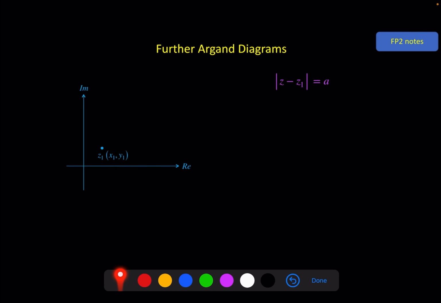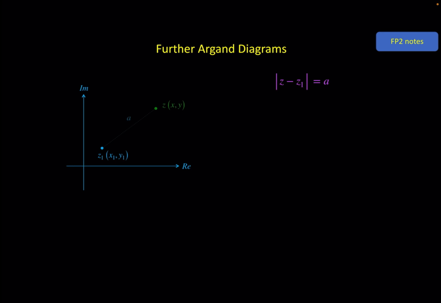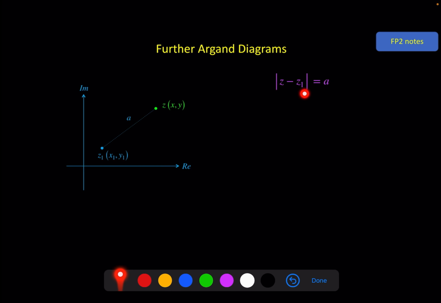Let's have a think. From what we just said on the previous screen, Z minus Z1 is saying the distance between the 2 points Z and Z1. Here Z1 is going to be a fixed point that we would know, and Z will be a variable point. The distance between them we're going to fix as the constant A. So if Z is variable, Z can be anywhere on the Argand diagram so long as it fits this rule that the distance from Z1 is a constant A.